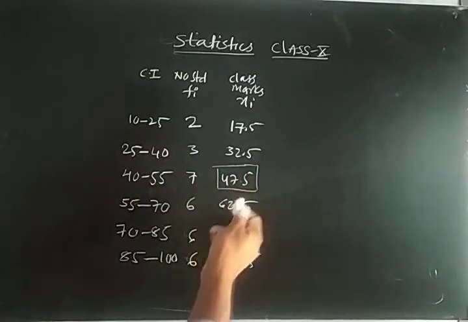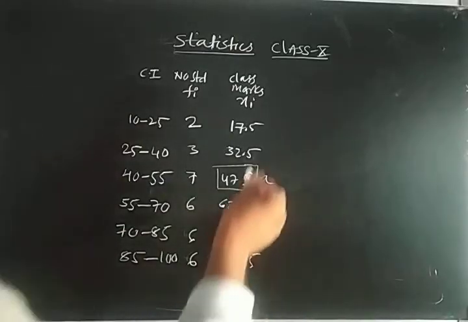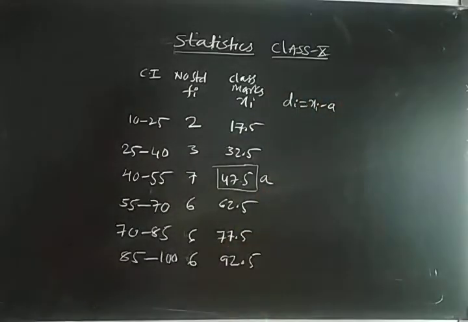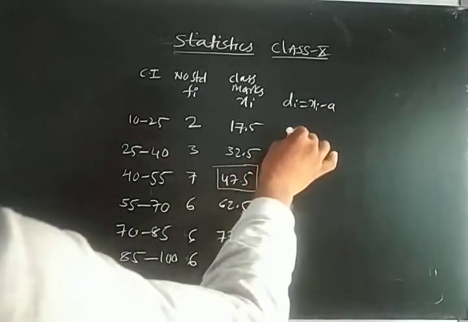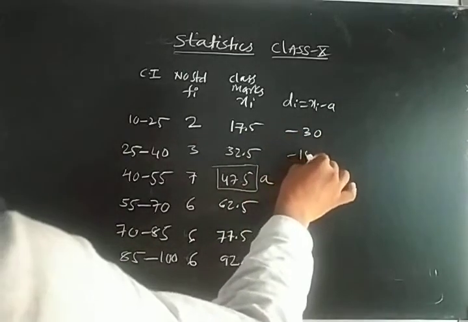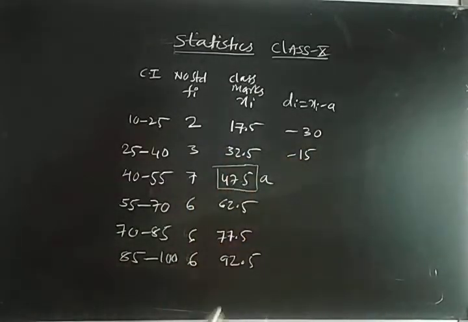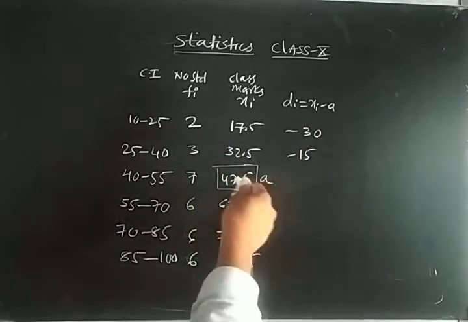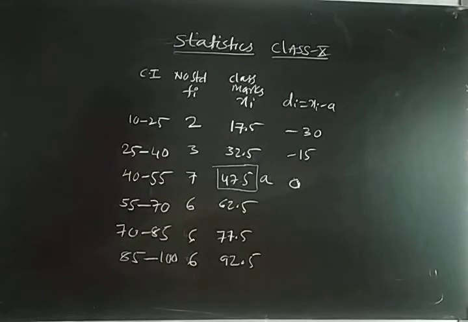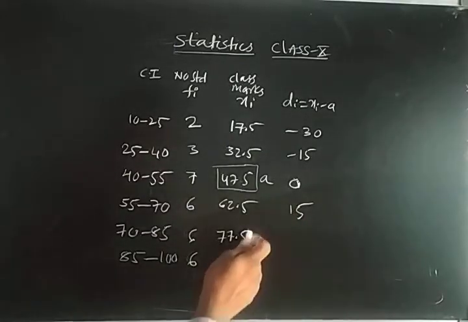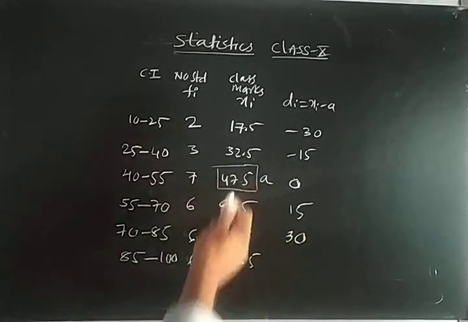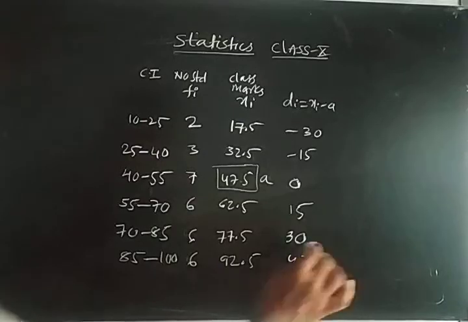After getting class marks, we assume the middle value. Here you can assume any one as a, which is called the assumed mean. Using the assumed mean, we can find deviations: from xi subtract a. By subtracting a, you will get minus 30 here. Next minus 15, from 32.5 minus 47.5. 47.5 minus 47.5 is 0. 62.5 minus 47.5 is 15. 77.5 minus 47.5 is 30. 92.5 minus 47.5 gives 45.